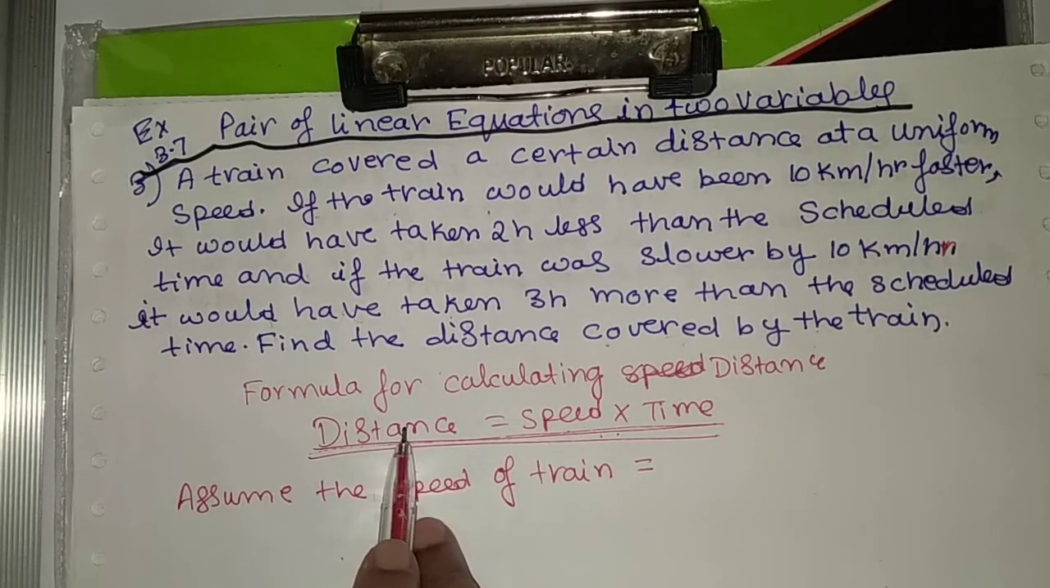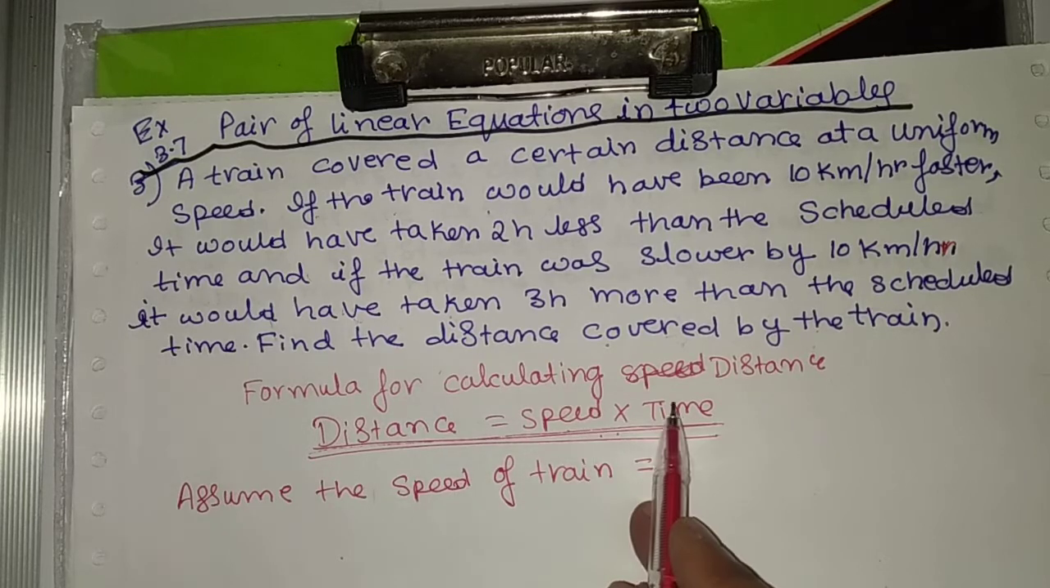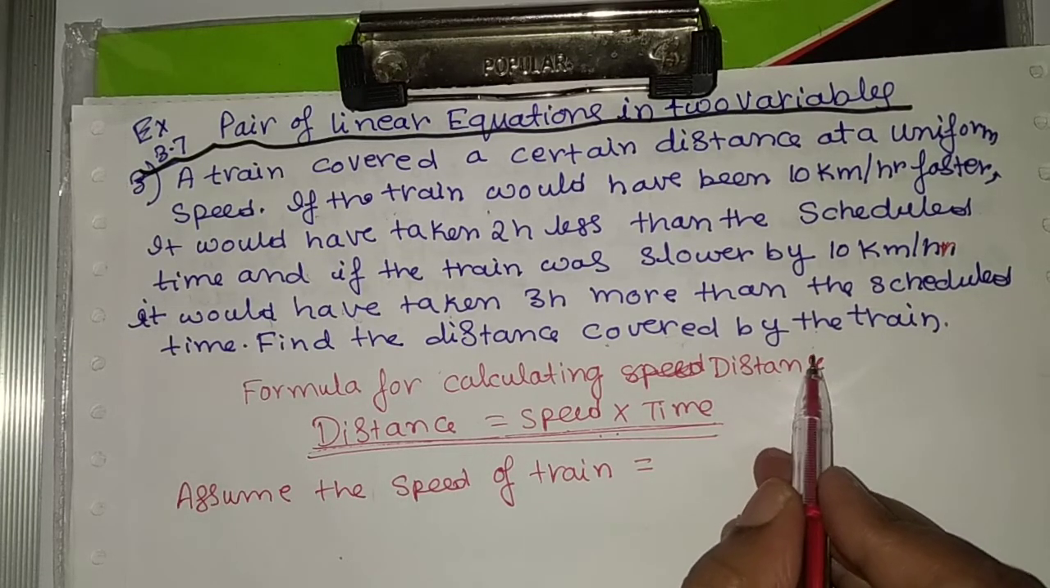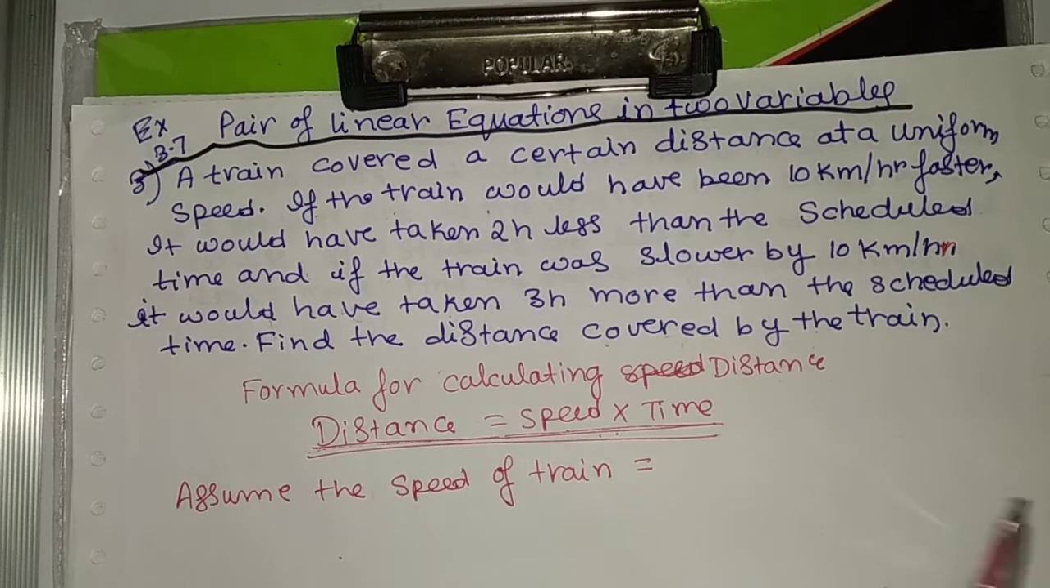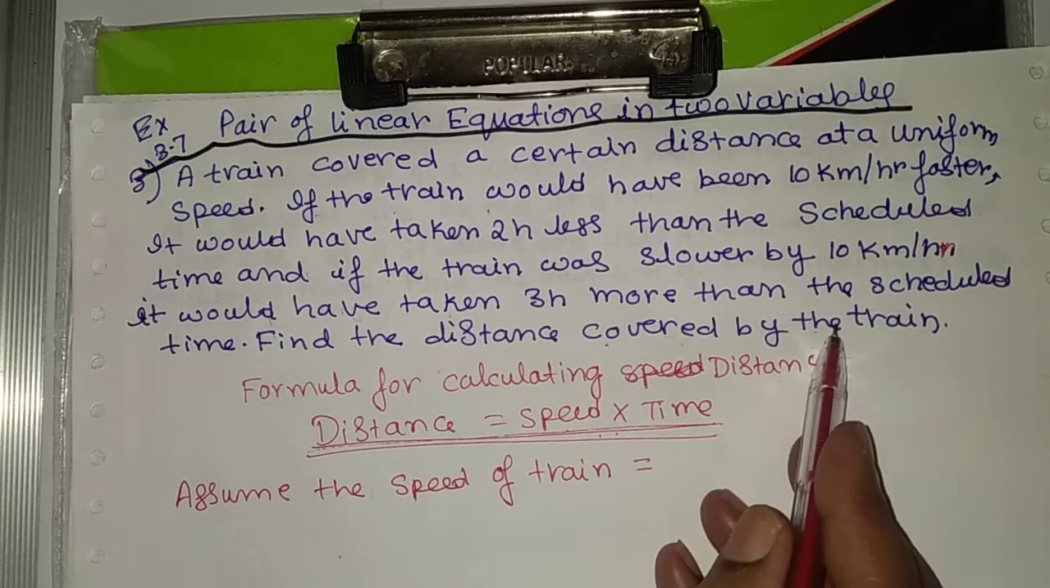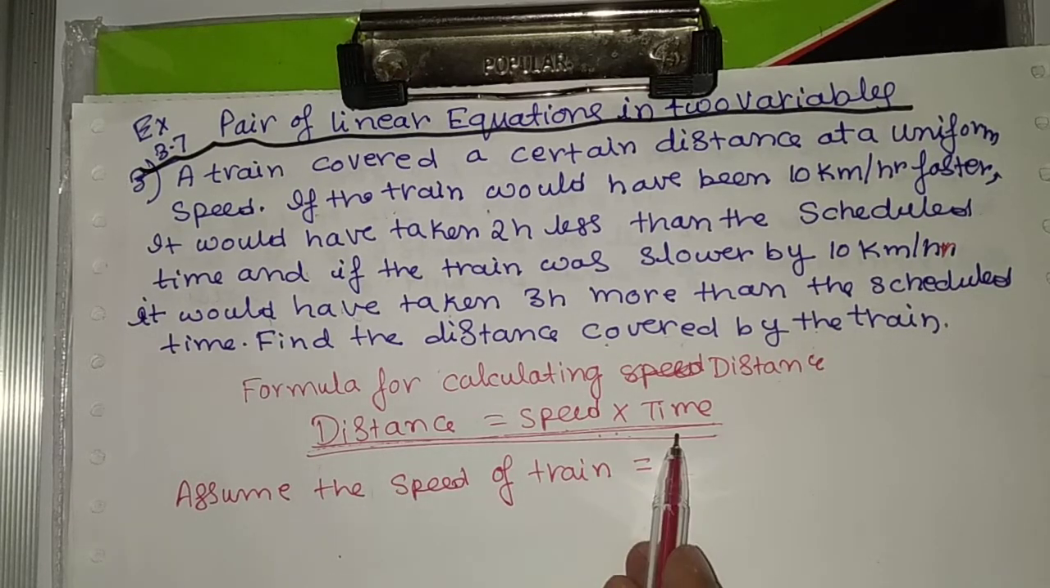So we know the formula for calculating the distance. What is the formula we have studied in the lower class? Distance is equal to speed into time. I have written all this. So we have to calculate the distance covered by the train, and we are using this formula.